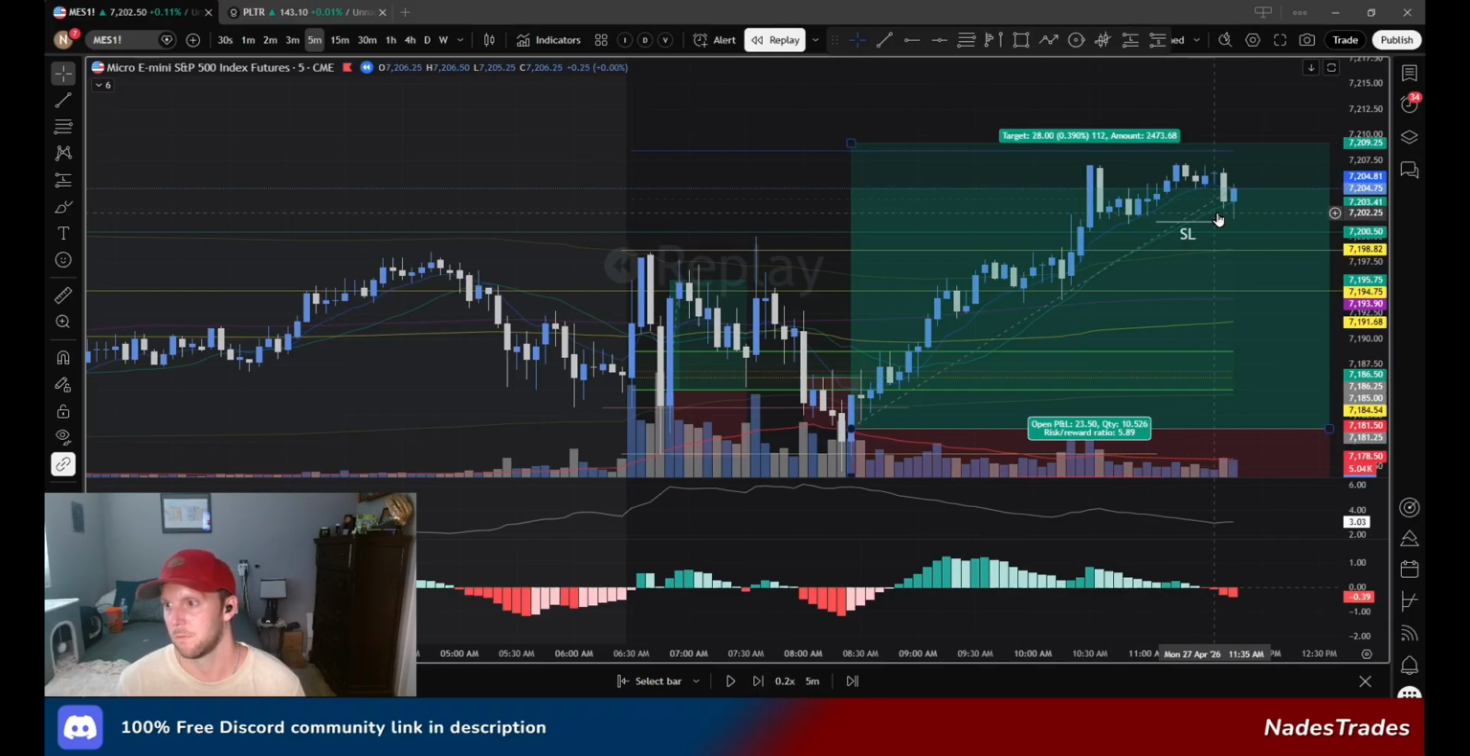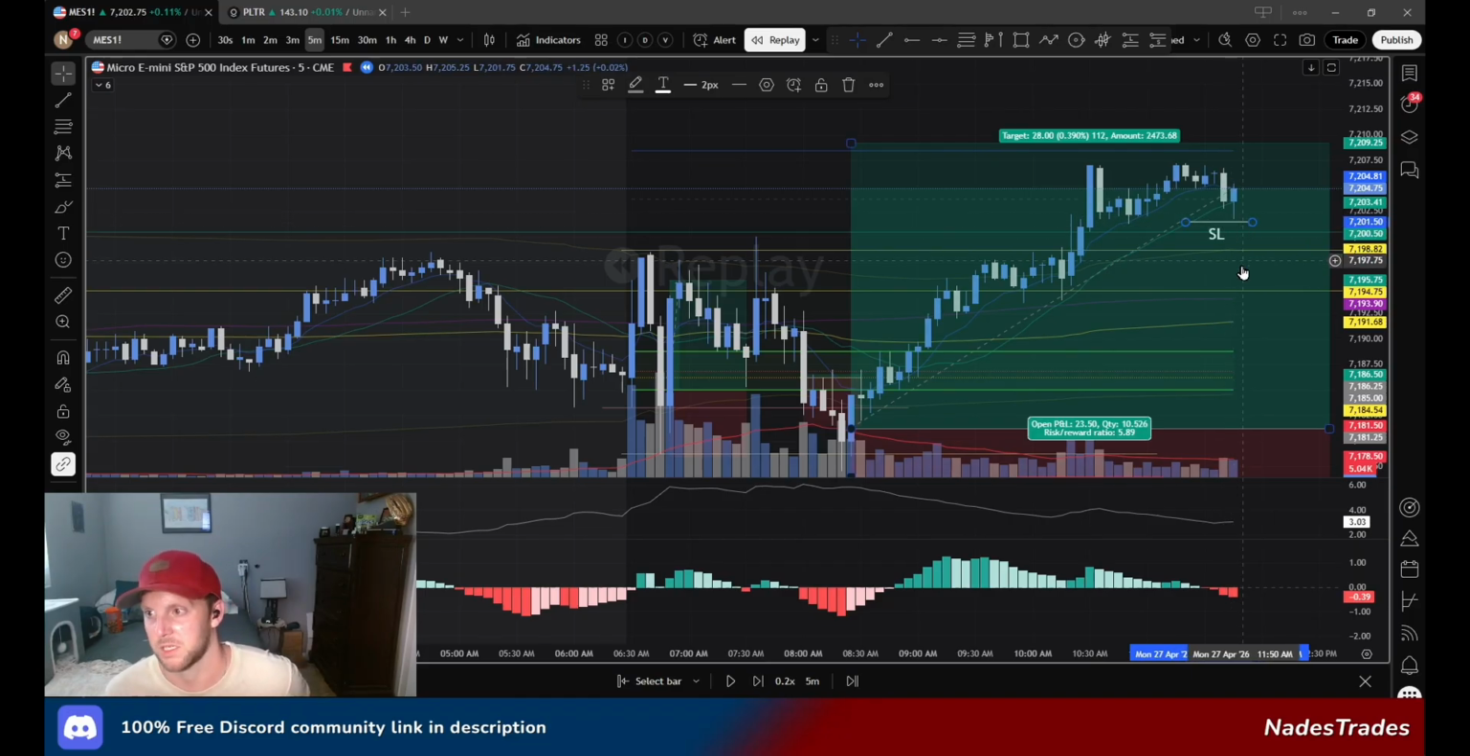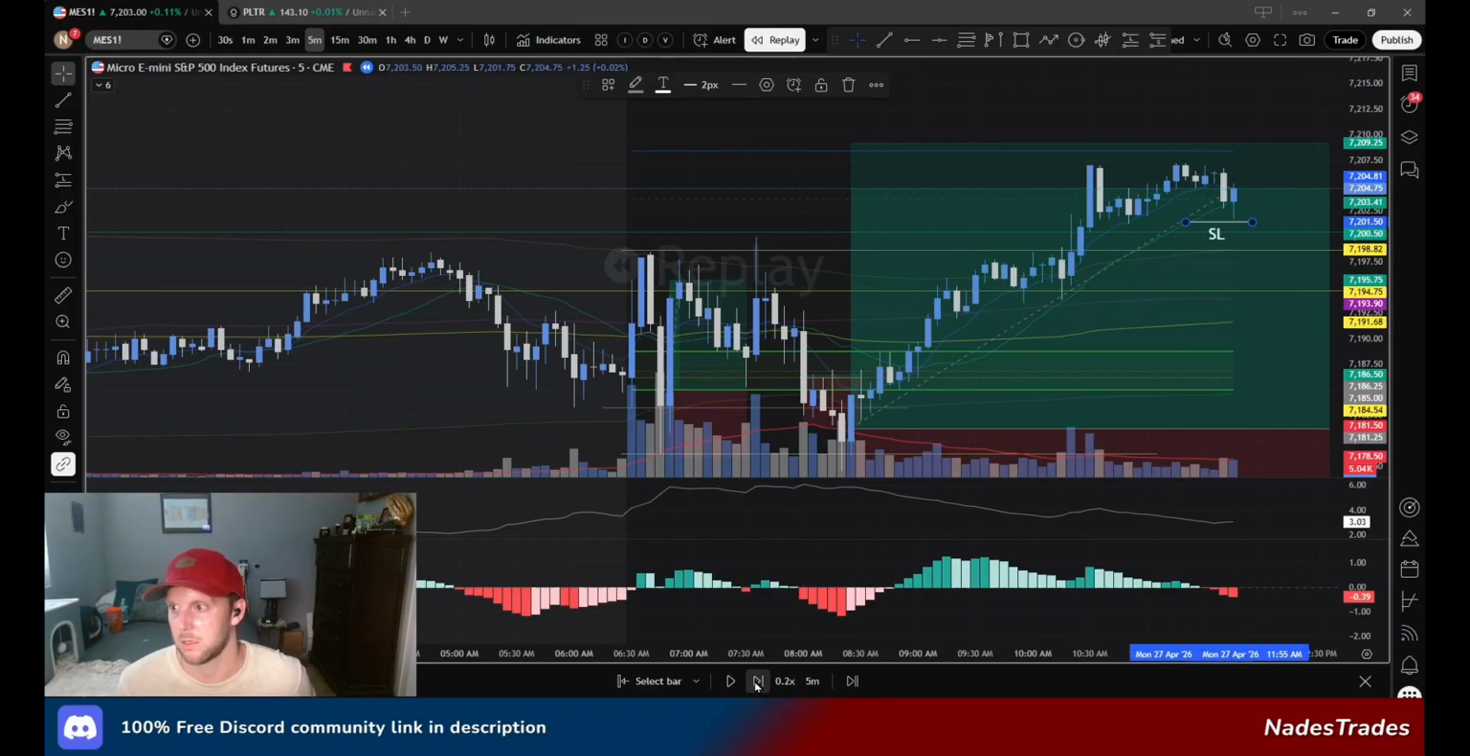What do you know? Our 21 holds once again. I remember that exactly. It was literally like a few ticks away from stopping me out. But why I had it here is because I saw that this base right here had been put in. So I was like, if we ended up breaking below this base, it's probably going to keep coming back along with our 21 SMA there. That was my thought process.